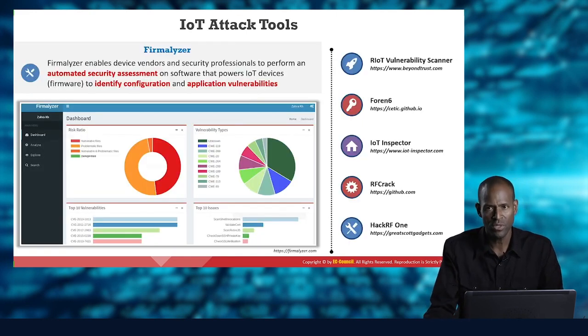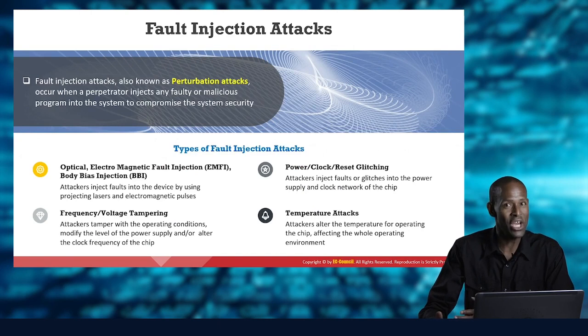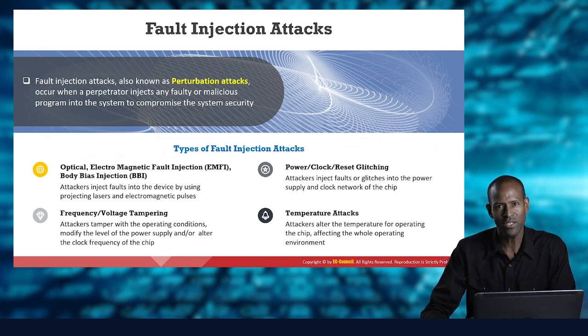Other tools that you can use for IoT is Firmalyzer. This one analyzes your firmware. Remember, I was saying that there are a lot of IoT devices that have pretty bad firmware. Other tools, Riot, Vulnerability Scanner Forensics, IoT Inspector, RFCrack, and HackRF One. Many very cool tools. All right, well, so SDR, you can do quite a lot with it since you can see the entire spectrum in terms of radio. There's one that's just very interesting called a fault injection attack.